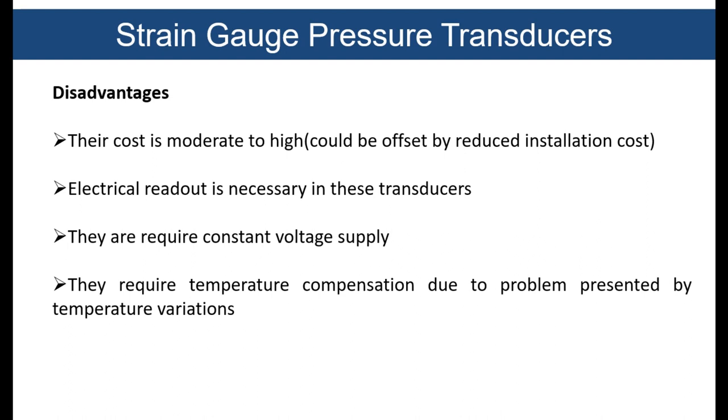The electrical readout is necessary in these transducers. That's the obvious thing, because we are dealing with the change in the length of the grid wire, and due to the change in length of the grid wire, the resistance is changing, and due to the change in resistance, the voltage reading changes, and as per that change in voltage reading, we are detecting the change in the pressure. So these require the electrical readout, which is sometimes a little bit tricky to read. Obviously they require a constant voltage supply to work, and only with that constant voltage supply will we be able to see and monitor the changes happening due to the application of the change of forces on it.